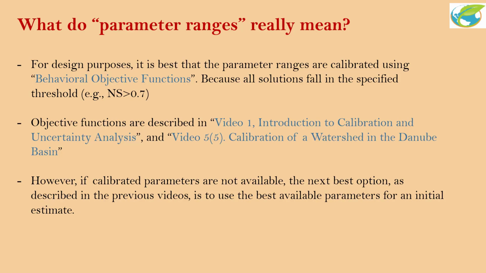Different types of objective functions, I described them before. They are in video 1, Introduction to Calibration and Uncertainty, and also I think in video 5.5, Calibration of Watershed in the Danube Basin. There I talk about the differences between various objective functions. However, having said that, if calibrated parameters are not available, then the next best option is still to use a reasonable set of parameters for your watershed and to use that as a first estimation or as an initial estimate of the parameter you are going to design.